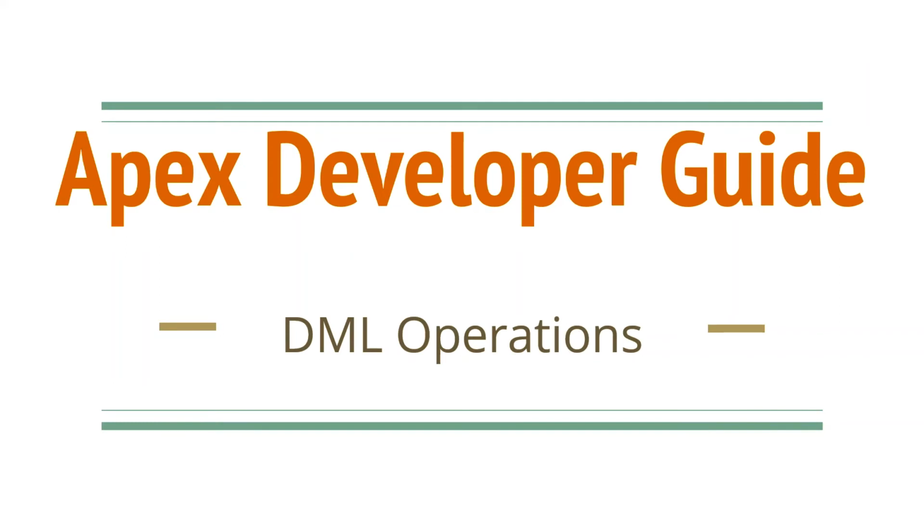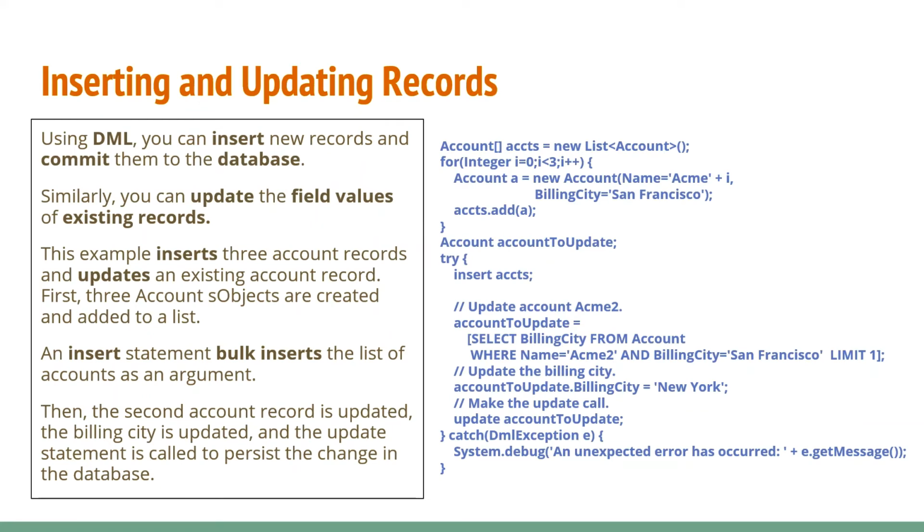Okay. Now we will talk about DML operations. What are the different DML operations we can perform? Inserting and updating a record, as we already have seen: insert, update DML operations. Using DML, you can insert new records and commit them to the database. Similarly, you can update the field values of existing records. This example inserts 3 account records and updates an existing account record. First 3 account sObjects are created and added to a list. An insert statement bulk inserts the list of accounts as an argument. Then the second account record is updated, the billing city is updated, and the update statement is called to persist the change in the database.